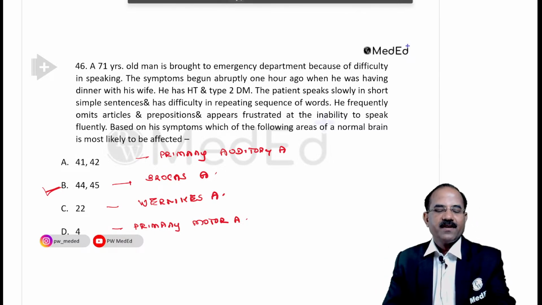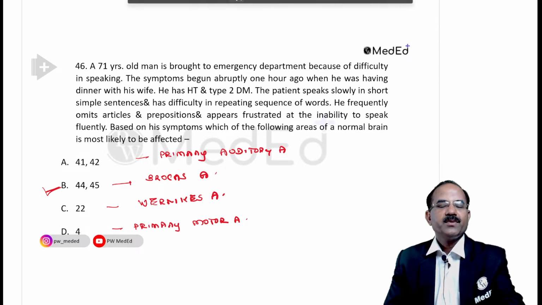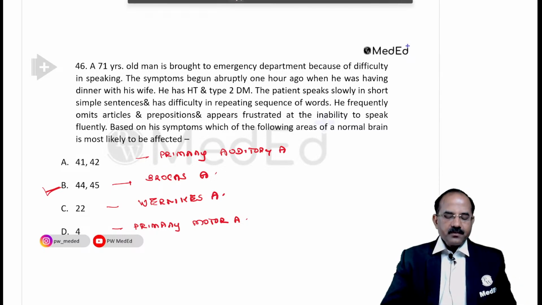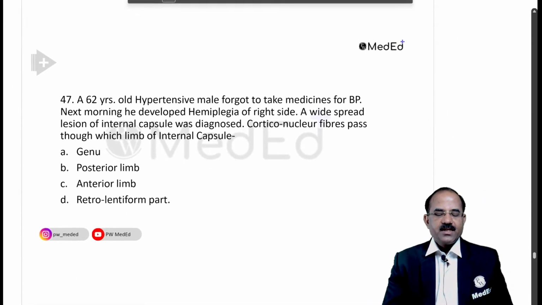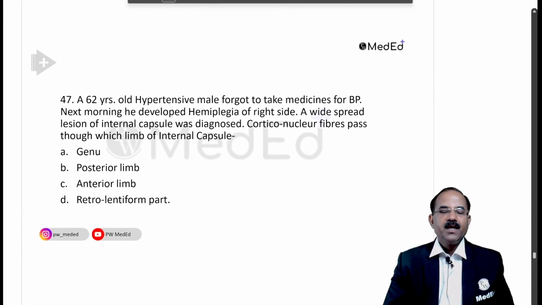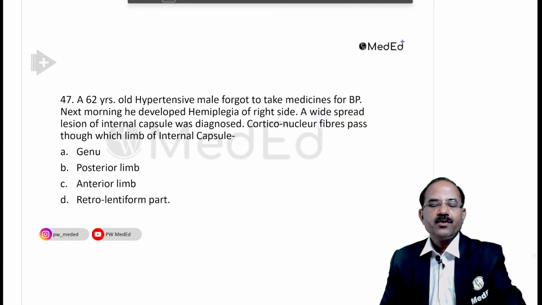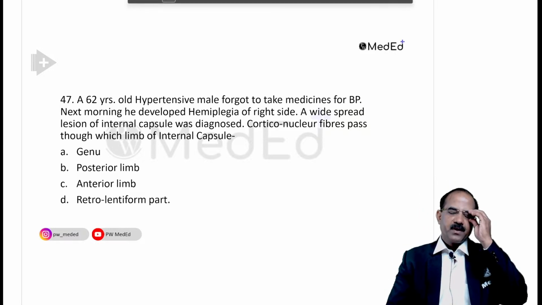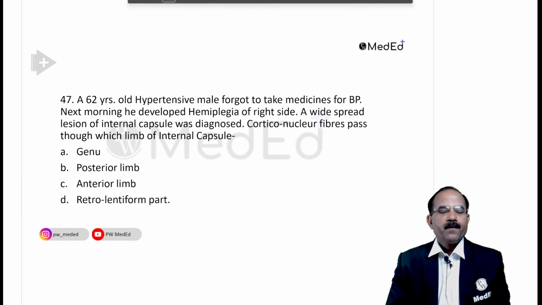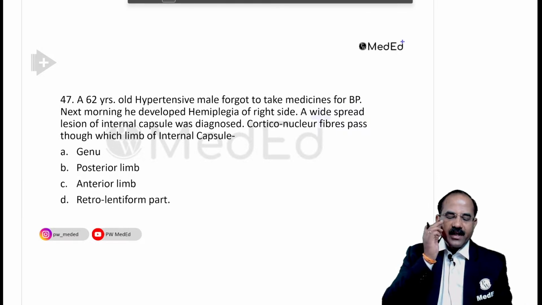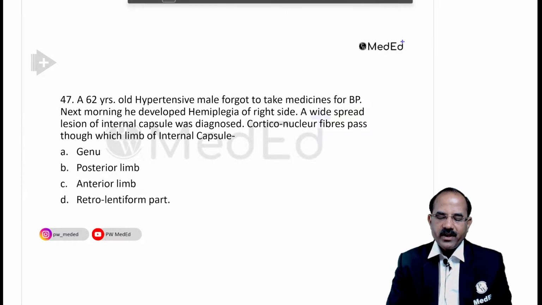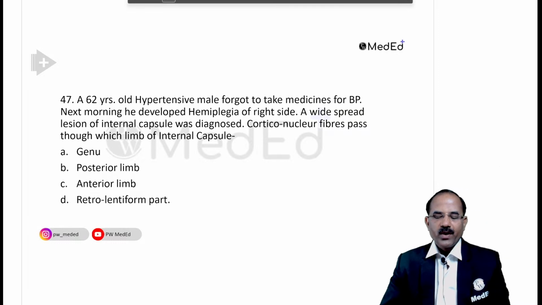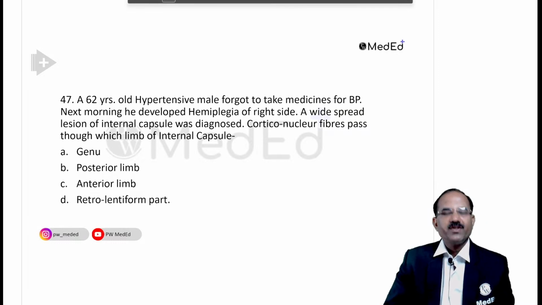Okay, students, are you all able to follow this? Coming to the next MCQ. A 62 year old hypertensive male forgets to take his blood pressure medicines. Next morning, he develops hemiplegia of the right side. A widespread lesion of the internal capsule was diagnosed. Corticonuclear fibers pass through which limb of the internal capsule?